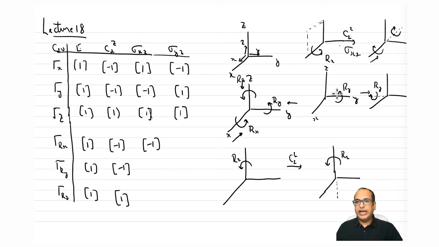Now if I reflect Ry by sigma xz, this vector would be represented as a mirror image, right? So this vector would come to this side, and if I'm still looking from this side, it will still appear as anti-clockwise. So sigma yz on Rx will give me Rx. So there is no change in sign; it will remain as +1. Similarly, if I do sigma xz on Ry, it would remain as 1, whereas if I do sigma yz on Ry, it will turn out to be negative.